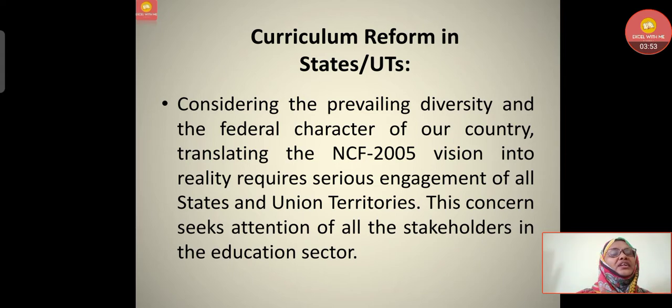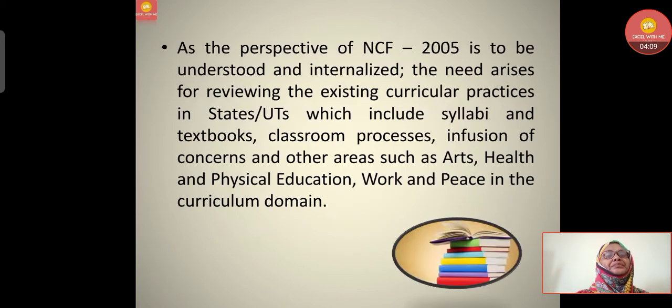Obviously, all the stakeholders, the educational institutions, the management, the schools, teachers, and all the students and the parents, all the stakeholders concerned whether this has been taken properly or not in this education sector. As the perspective of National Curriculum Framework 2005 is to be understood and internalized, the need arises for reviewing the existing curricular practices in states or union territories, which include syllabi and textbooks, classroom processes, infusion of concerns and other areas such as arts, health and physical education, work and peace in the curriculum domain.